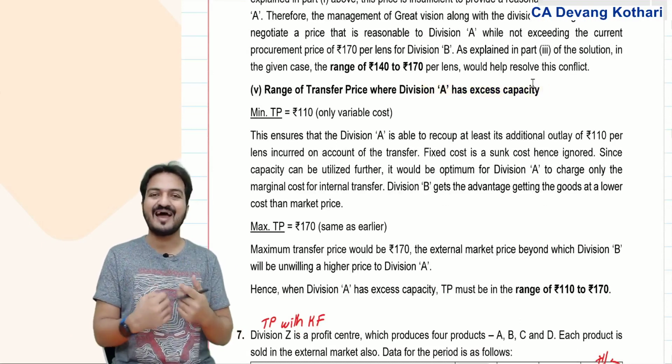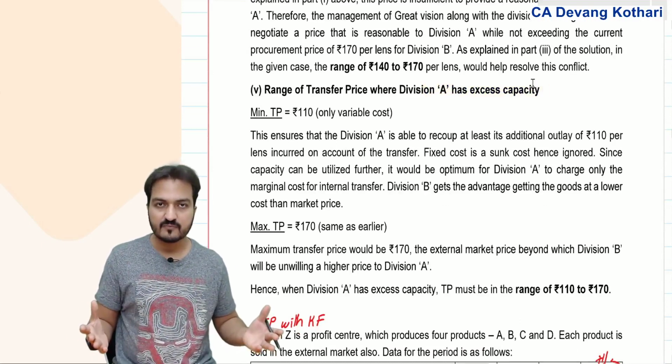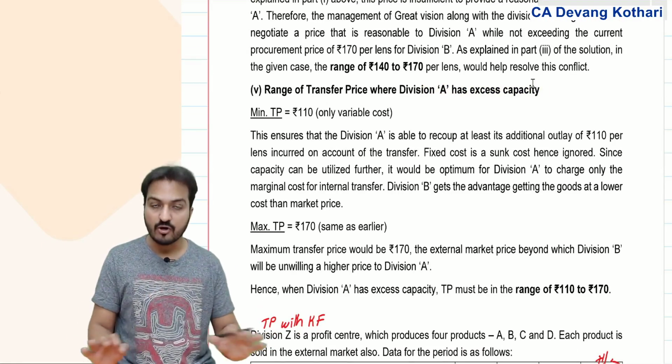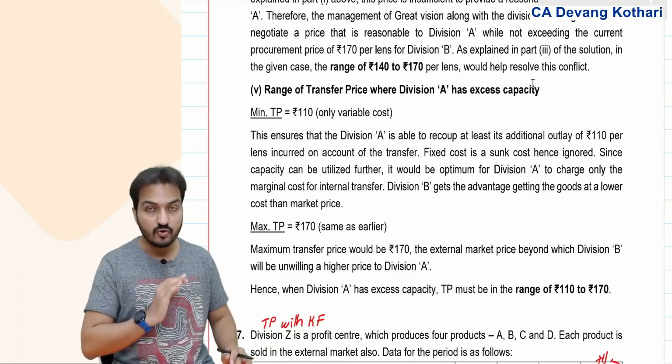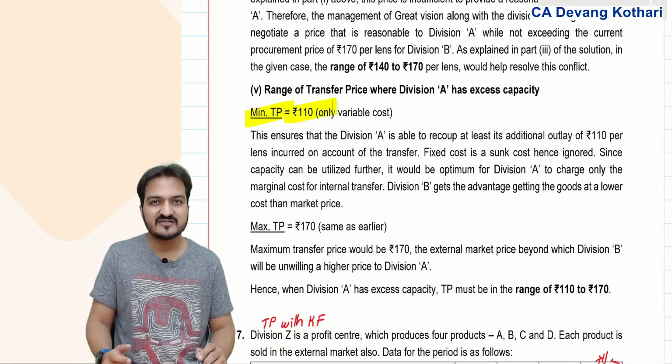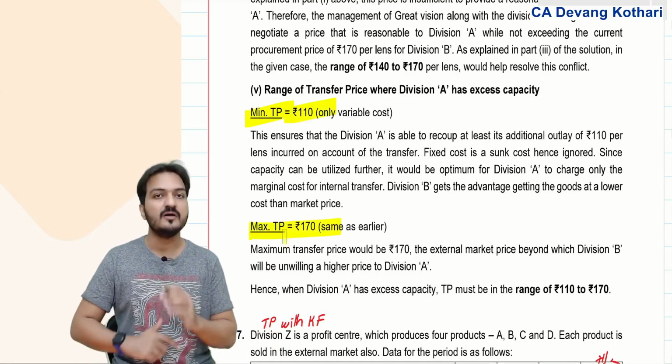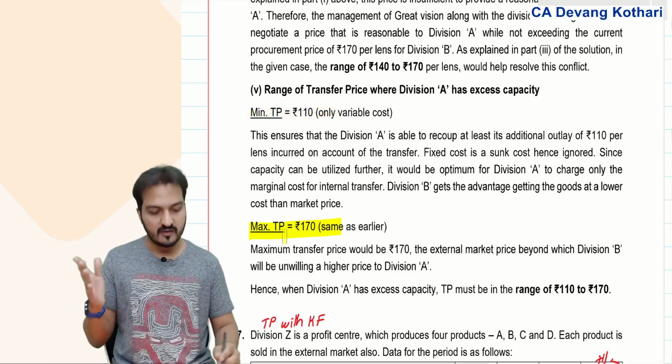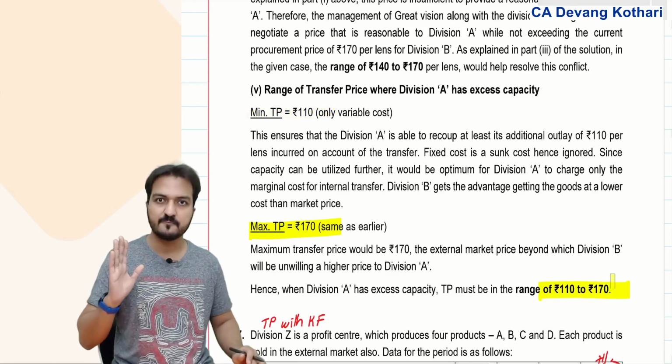Well, if division A has excess capacity, then there will not be any contribution lost in division A. No contribution lost, so the minimum TP becomes only 110. Maximum TP remains the same as earlier. The range of transfer price will therefore be between 110 to 170.